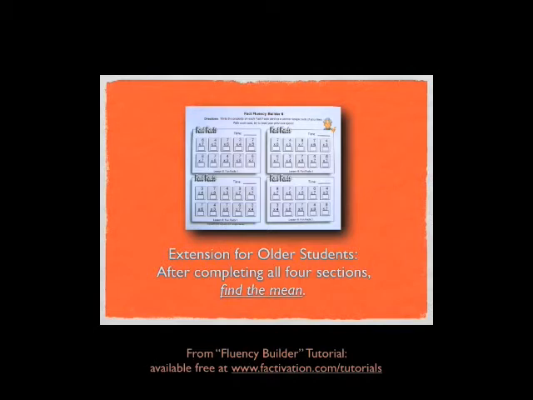When I was teaching 5th grade, that's one thing, the last thing you saw there that said for an extension, you can have older students find the mean. There are 4 sections to the fluency builder, so as they're getting their 4 different times, when they're done, you can have them find the average of their times, and that's just a way to extend that a little bit.